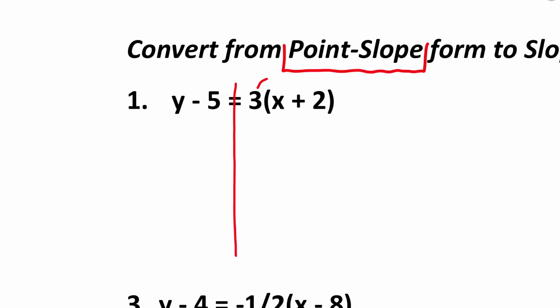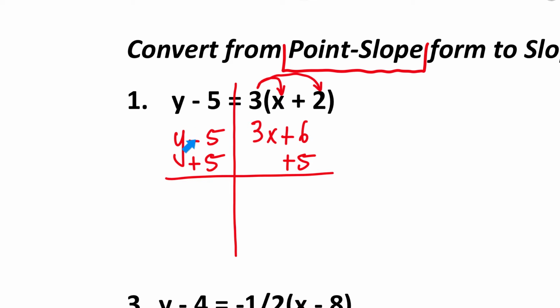Exactly, distribute the 3. So what is 3 times x? 3x, and then 3 times 2 is 6. So I have y minus 5 equals 3x plus 6. So I have one more thing I need to do. What do I need to do? Yeah, get rid of that negative 5 because I want the y by itself. And so that's exactly right. I need to just add 5 to both sides.